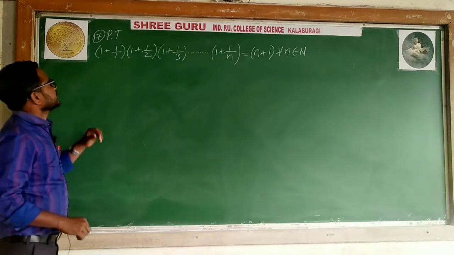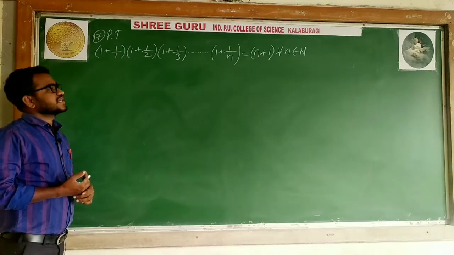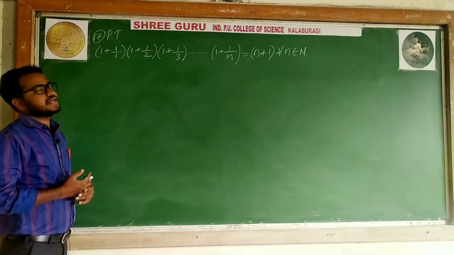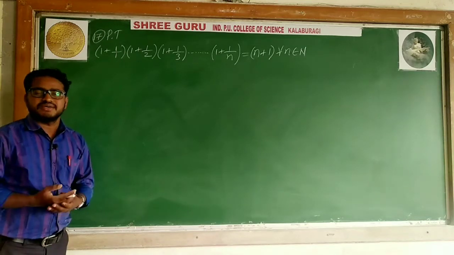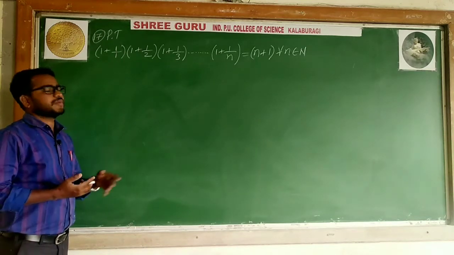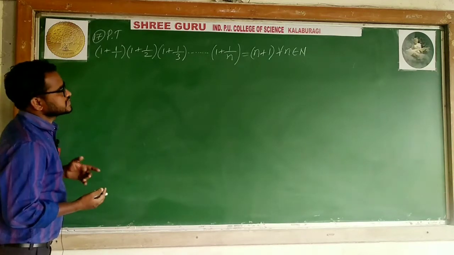Now 17th, prove that this is again like a product form. It is the same as what I did in the previous problem. I think you can try it yourself, without following me, in your notebook. As usual, you have to multiply and prove n replaced by k plus 1.